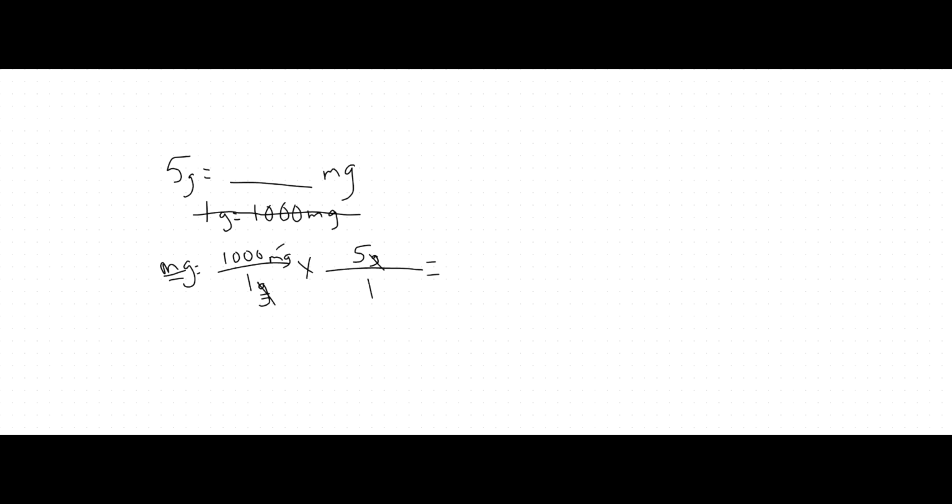So 5 times 1,000 is 5,000. And then my 1 times 1 is 1. And then remember, this line right here means division. So 5,000 divided by 1 is 5,000.